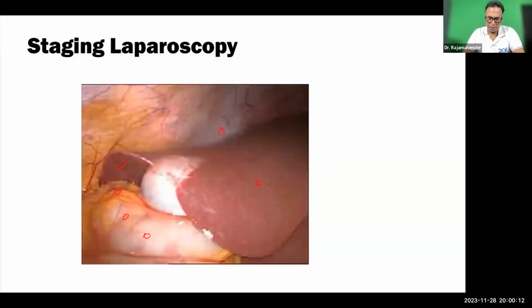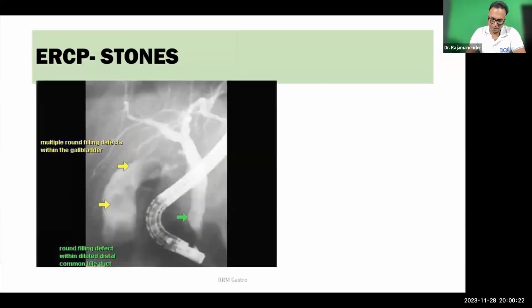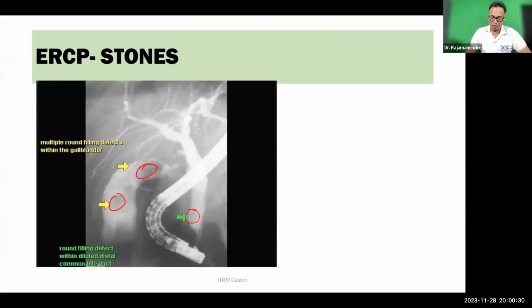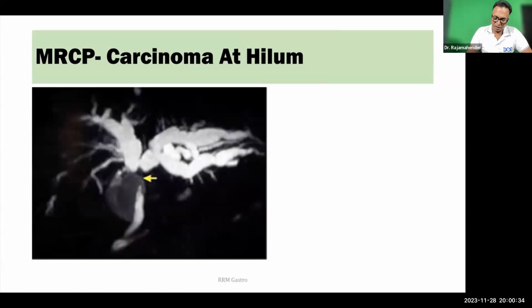So I'm giving you some images. What is this ERCP showing you? ERCP showing you there is a cancer in the hilum of the bile duct. This is an ERCP showing you multiple stones in the bile duct and gallbladder. This is an MRCP showing you cancer in the hilum, known as hilar cholangiocarcinoma.